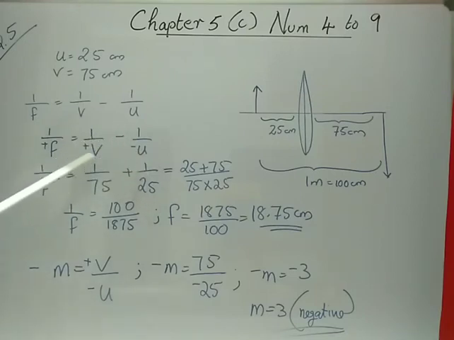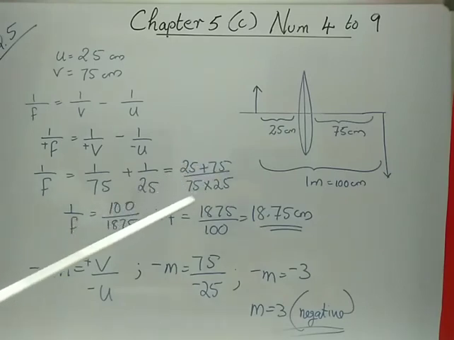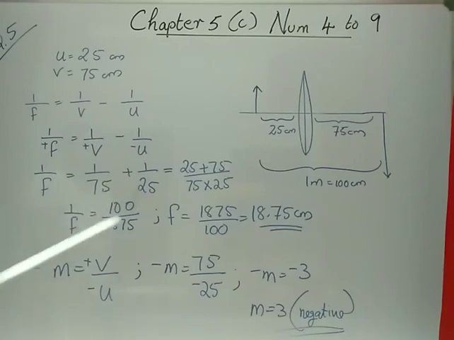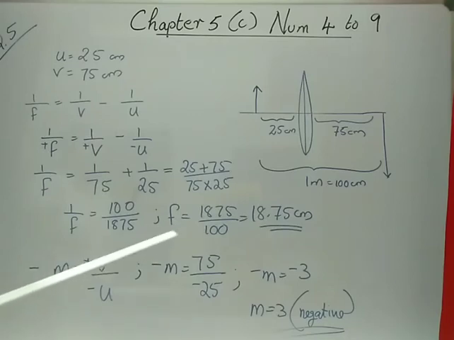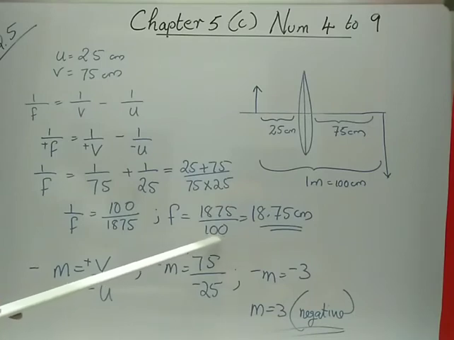Now we can take this negative, negative, positive. 1 by F is equal to, substitute the values, 1 by 75 plus 1 by 25. Cross multiply, we get 25 plus 75 by 25 into 75. You will get 1 by F is equal to 100 by 1875. So taking the reciprocal, F is 1875 by 100. When a number is divided by 100, two zeros, put the decimal, and we get the answer. Focal length of the given lens is 18.75 centimeter.